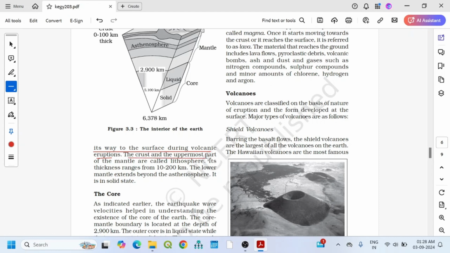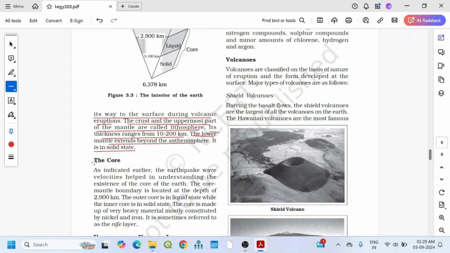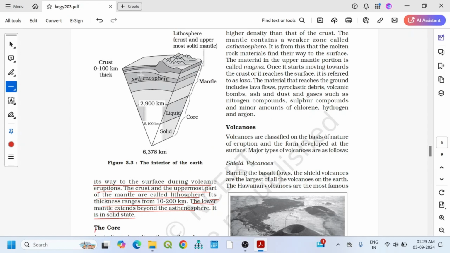The crust and the uppermost part of the mantle are called lithosphere. Its thickness ranges from 10 to 200 km. The lower mantle extends beyond the asthenosphere. It is in solid state. The core. This figure shows the interior of the earth. This is the asthenosphere, this part is mantle, this part is core, this is the liquid part, and this is the solid part.